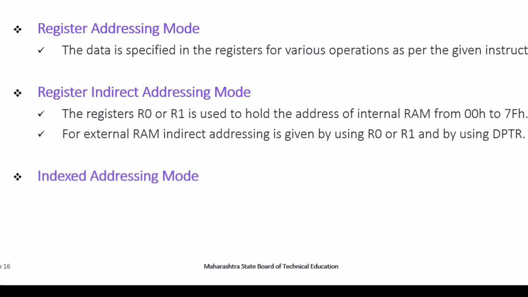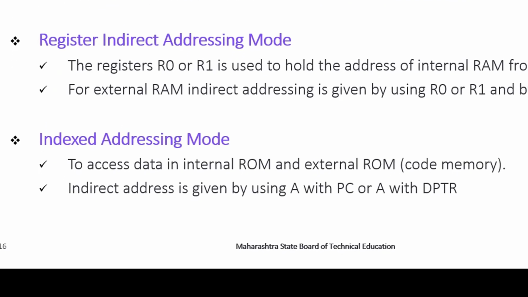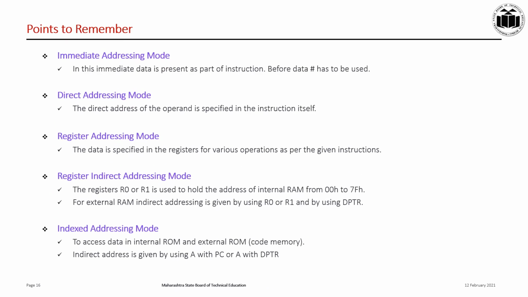Next is indexed addressing mode. This is used to access data in internal or external ROM, and the indirect address is given by using A with program counter or accumulator with data pointer.